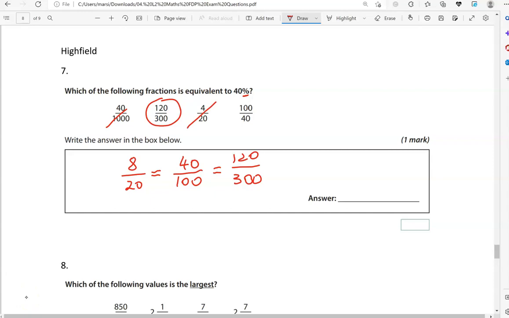And then we have 100 out of 40, which isn't the same as 40 out of 100. That is more than 200%. So I'm going to write 120 300ths.